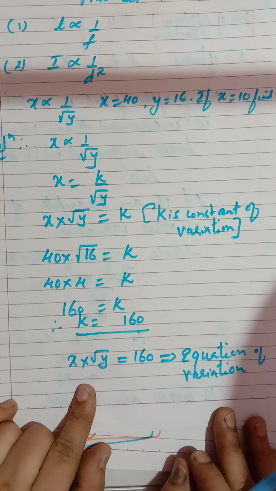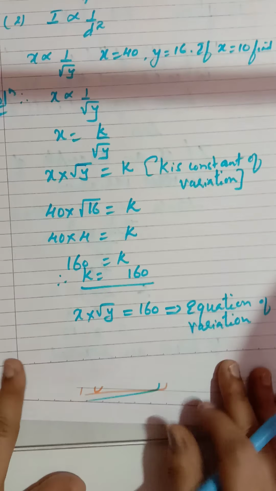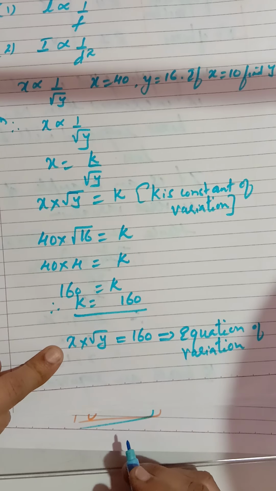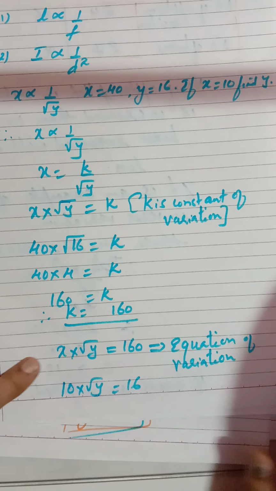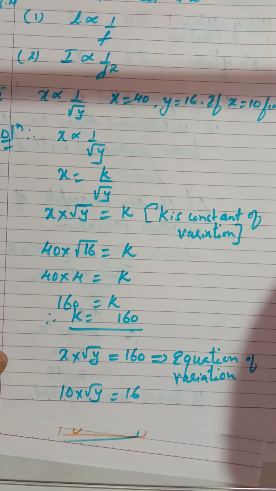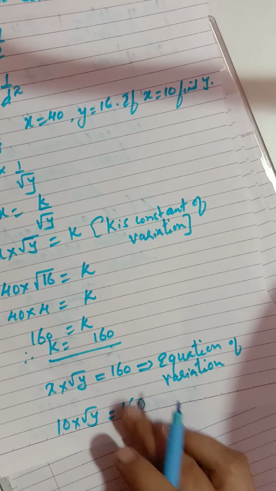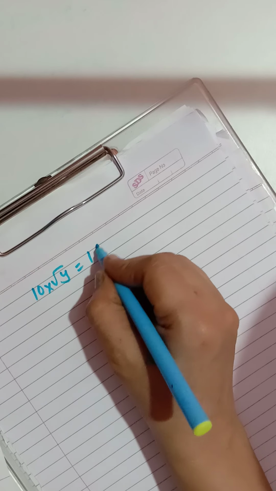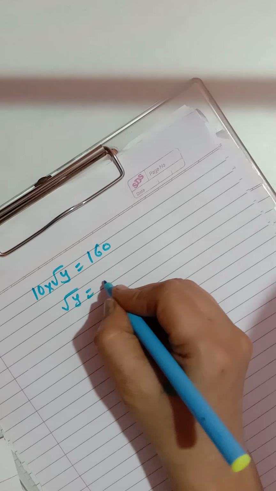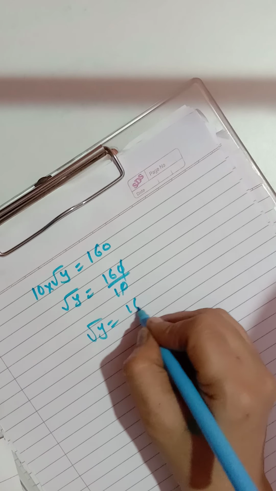Now children, we will substitute the value of x in this equation of variation and find out y. x is given as 10, so 10 into root y is equal to 160. Children, it's not 16, it is 160, the value of k. Now we will continue. 10 into root y is equal to 160. So root y is equal to 160 upon 10, that is, root y is equal to 16.